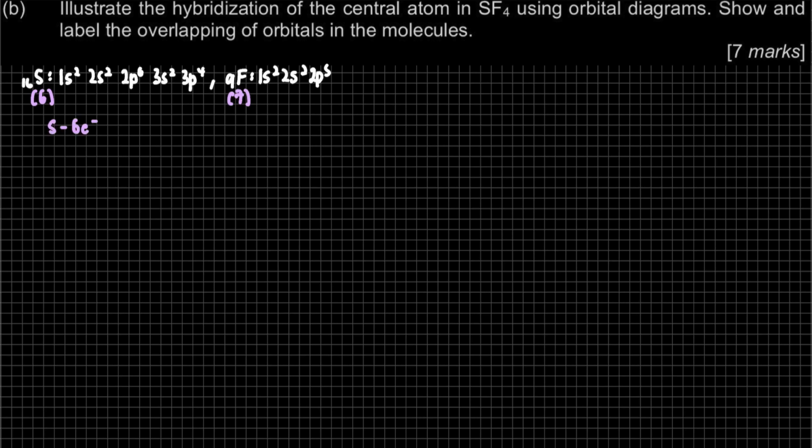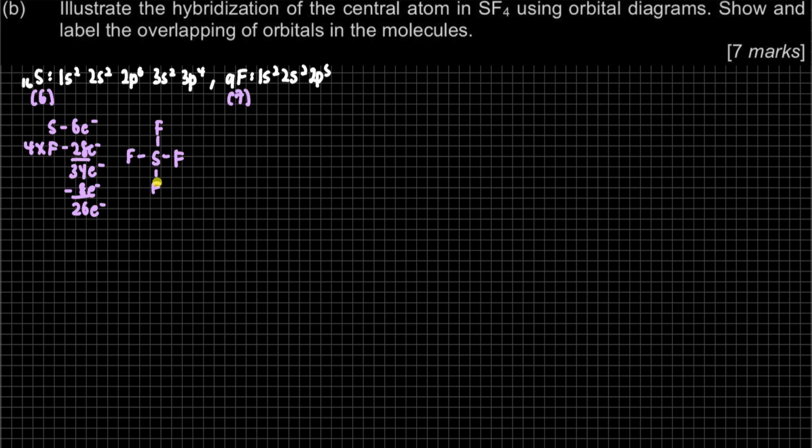Sulfur, we got 6. Fluorine is 7, but we have 4 fluorine, so 4 times 7 is 28. The total is 34. Next is to check which one is the central atom. The central atom is the one with the least number of atoms in the molecule, in this case sulfur. So this sulfur will be connected to 4 fluorine. Each bond connecting the atoms contains 2 electrons. Right now we have 4 bonds, so we minus 8, and we get 26.